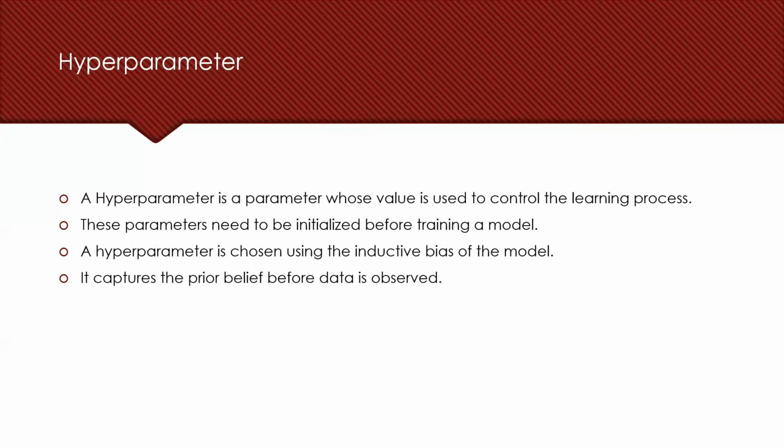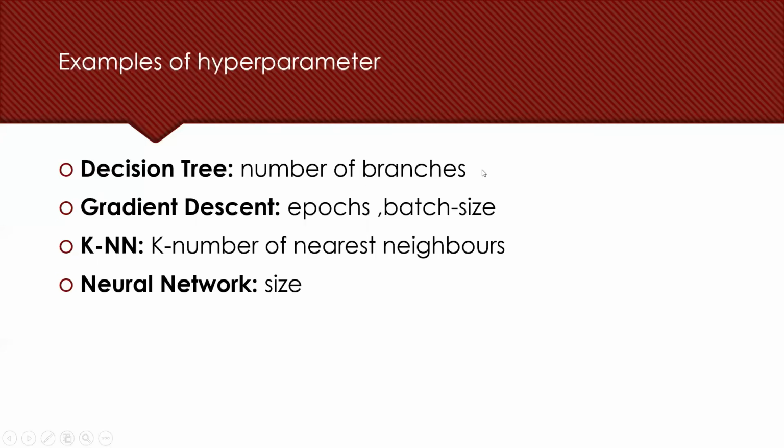So if we initialize the hyperparameters and we start the learning process, when we want to get the best result, when we want to get the lowest error for our algorithms, we change the hyperparameters so that we can have the optimized value for our model.